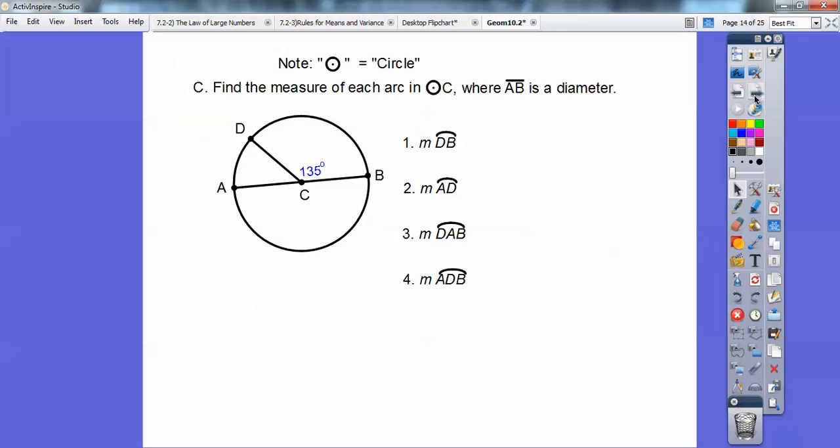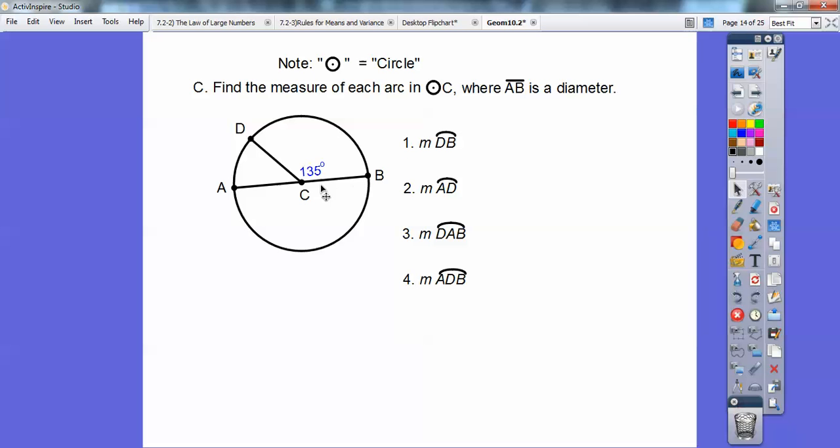Let's try some of these, you guys. In your textbook, it's probably going to give you a little circle with a dot in it, so you don't think it's the letter O or the number 0. So it means circle. Find the measure of each arc in circle C, and a circle is always named by the letter in the center. It says AB is a diameter.